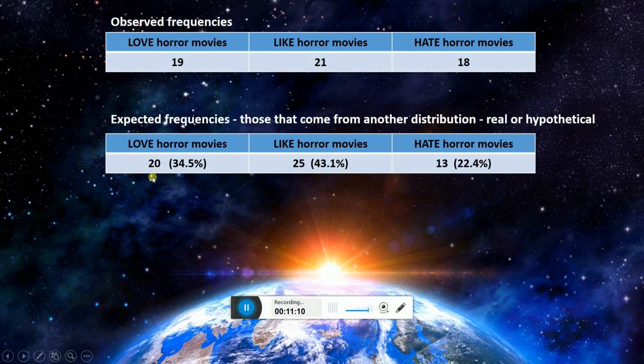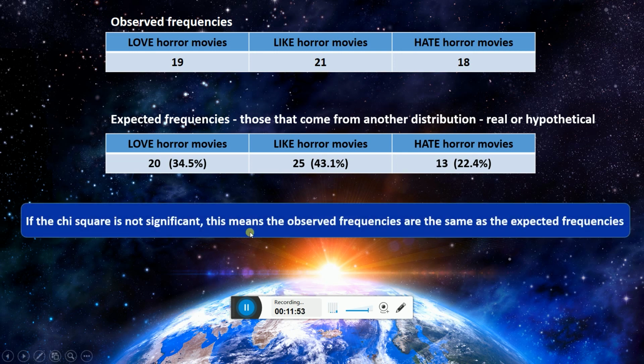Okay, so now we know, because of what the National Bureau of Horror Movie Statistics has told us, that this is what we would expect to see in each of the categories based on their data. Now our question becomes, is our distribution similar to the one reported nationally? Is 19, 21, and 18 statistically the same as 20, 25, and 13? So we're going to go ahead and run the chi-square goodness of fit test.